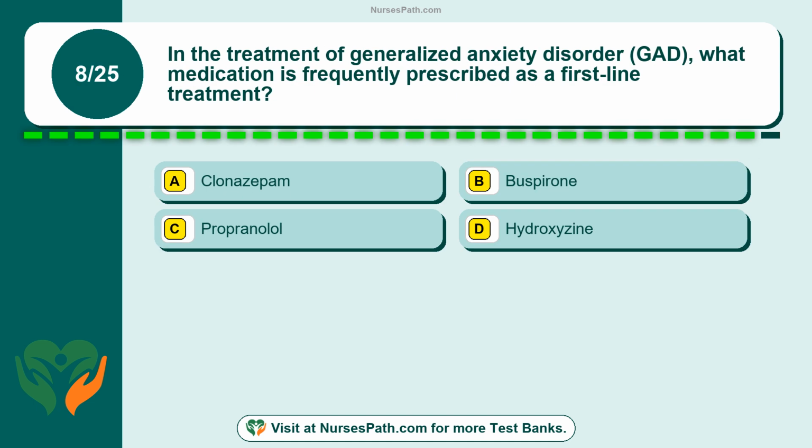Question 8. In the treatment of generalized anxiety disorder, GAD, what medication is frequently prescribed as a first-line treatment? Option A, clonazepam. Option B, buspirone. Option C, propranolol. Option D, hydroxyzine.